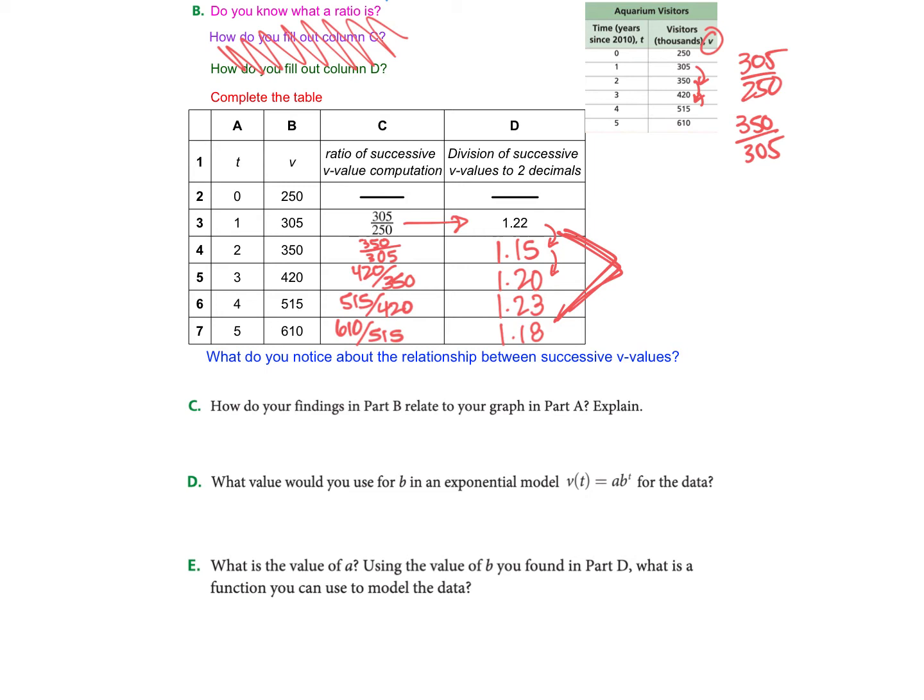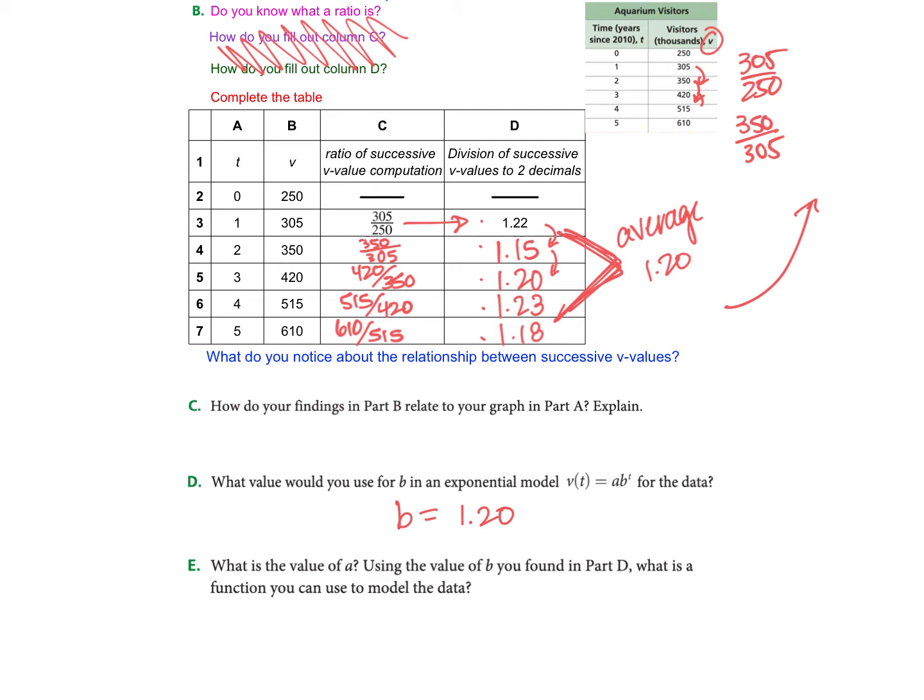It should be, if this is exponential growth, it made a pretty good curve on my graph. It wasn't perfect, but I would expect these to all be pretty close. So if I wanted to find a good b for this exponential growth, I might actually find the average of these. To find the average, I would add those up, 1, 2, 3, 4, 5, and then divide by 5. If I add those up and divide by 5, it's about 1.20. So if I was going to choose a b for this exponential model, I would probably choose about b equals 1.2. Now again, it's just a model. It's not going to be perfect, but that's what I would do.